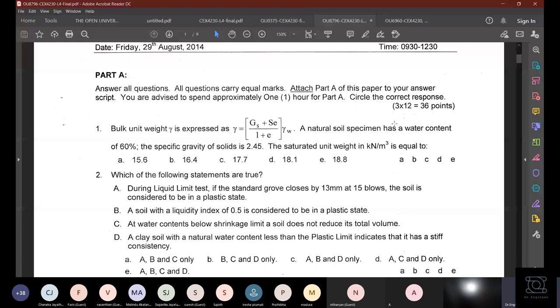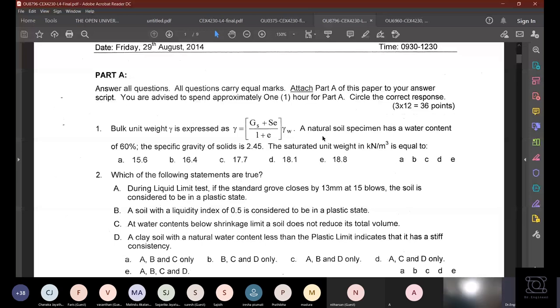So you know e is equal to wGs by S. Again, S is equal to 1. So in that case, e is equal to w into Gs. So you can simply find out, right? So (Gs plus wGs) over (1 plus wGs) into gamma w. So the answer would be the first answer, 15.6, right? So fairly straightforward.